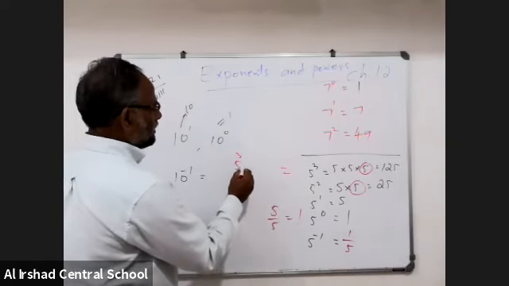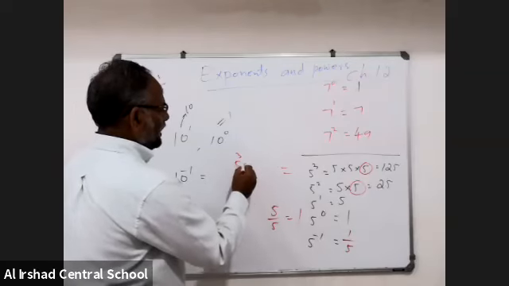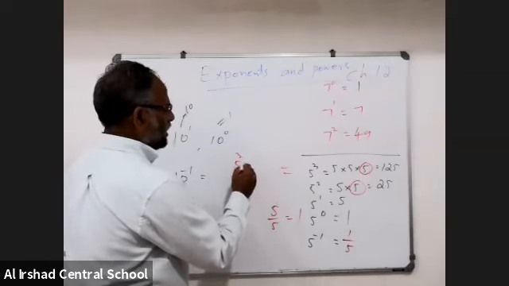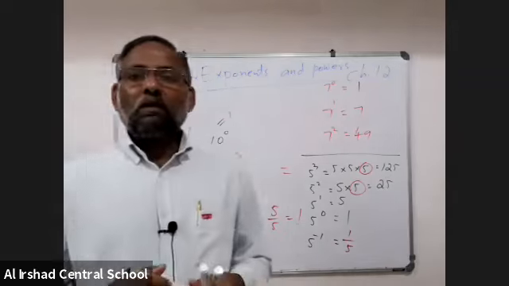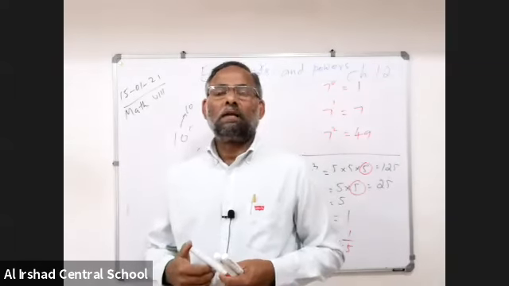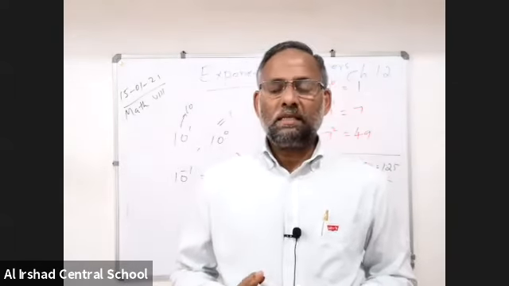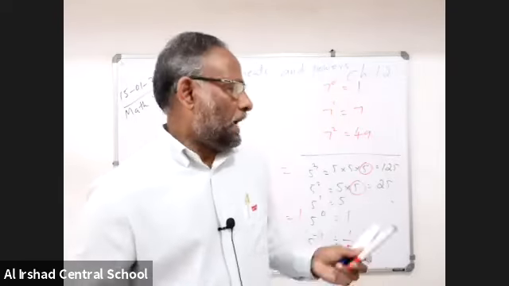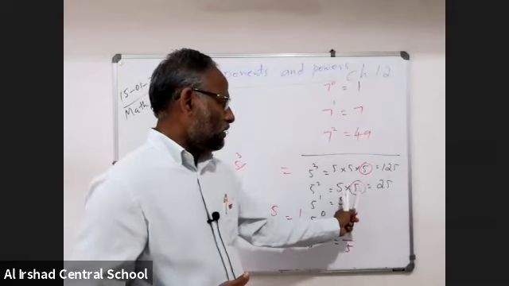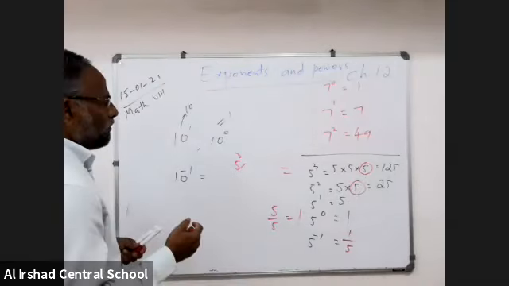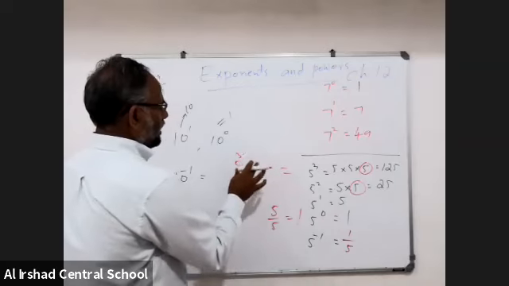Then 5 square means 5 cube into 1 by 5. Here, divide by 5 is multiply by 1 by 5. I told you before, in class 8 and higher classes, there are only 2 operations. One is addition and other is multiplication. Subtraction is change the sign and add, and division, divided by 5, is multiply by 1 by 5.